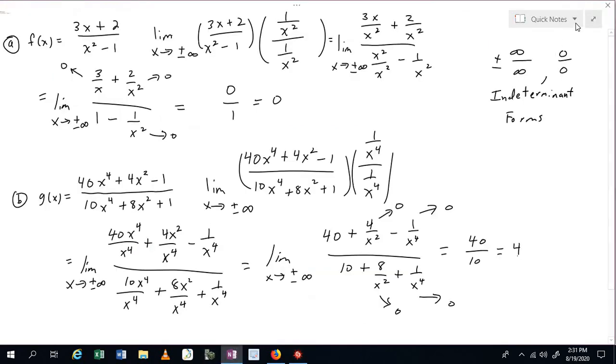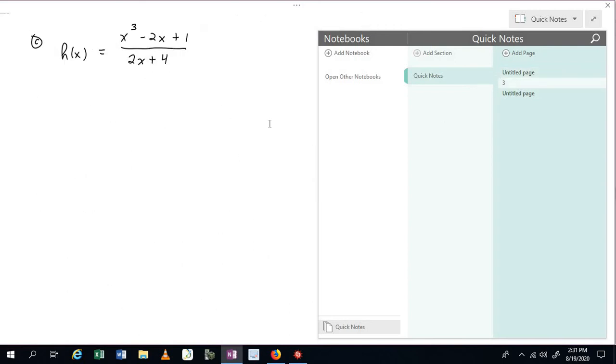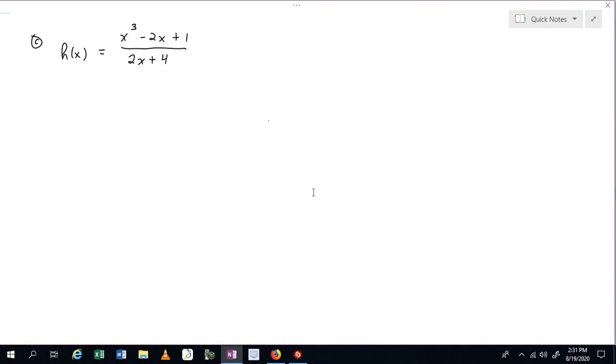All right, so now let's look at part C. Okay, so now let's find, again, we're finding the end behavior of this polynomial, or sorry, this rational function. So we want to find this limit. And so again, what you do is you look at the bottom polynomial, right? The bottom polynomial is a first degree polynomial, so I'm going to multiply this by 1 over x, 1 over x to the first.